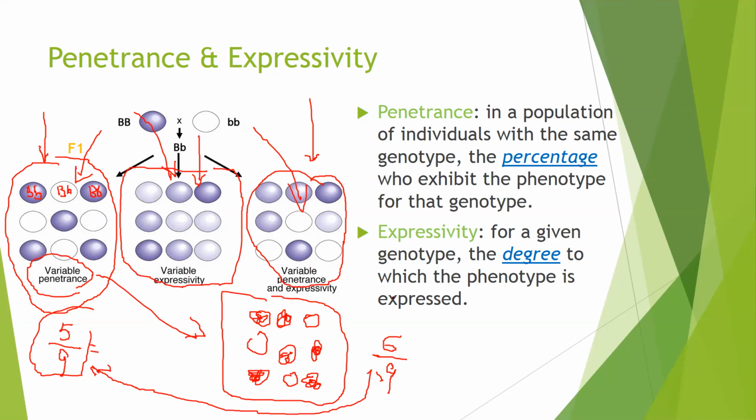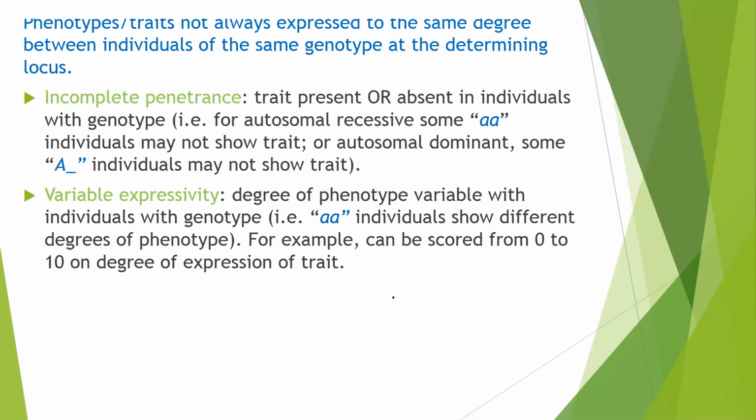Okay. Sorry, one last question. Within incomplete and variable penetrance, incomplete is basically saying that if all individuals have the same genotype, in some of them you'll see that it doesn't even show the phenotype it's supposed to. And in variable, everyone shows the phenotype, but the phenotype is at different levels. That's right. Yes. Okay. Very clear. Thank you.